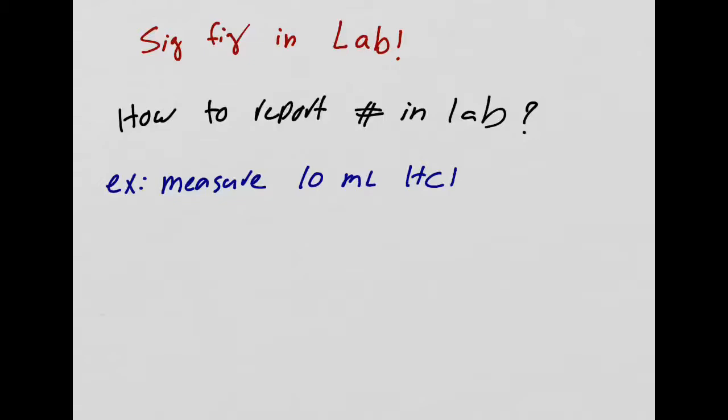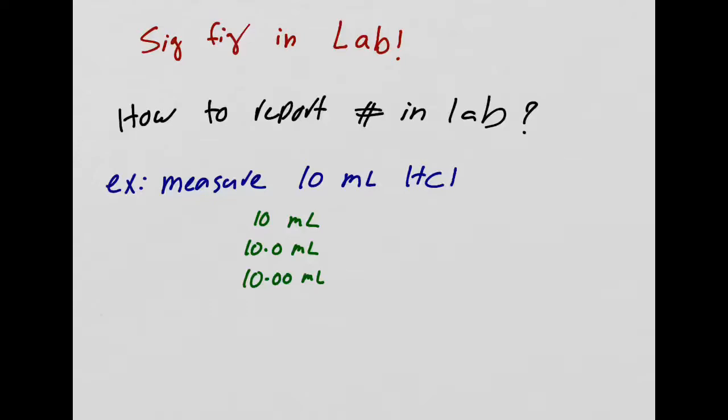For example, I'm going to go and measure 10 ml of hydrochloric acid. How would I know? Do I report 10 ml? Do I report 10.0 ml? Do I report 10.00 ml? If I measure something in lab, how would I determine the significant figures in order to report the number? That will depend on what glassware you use.